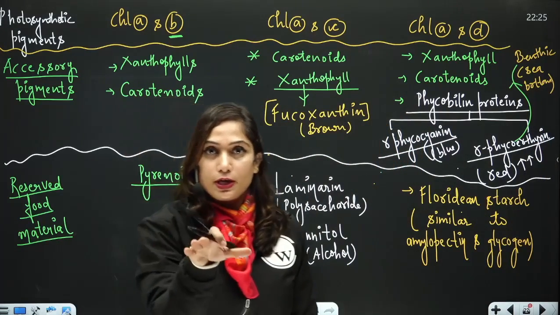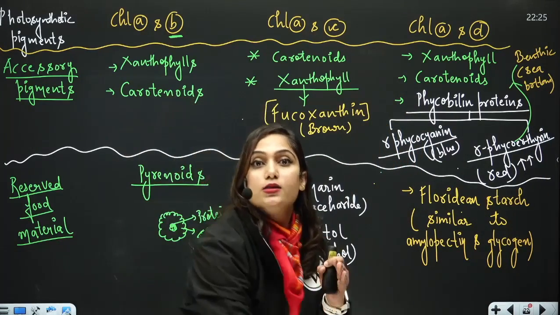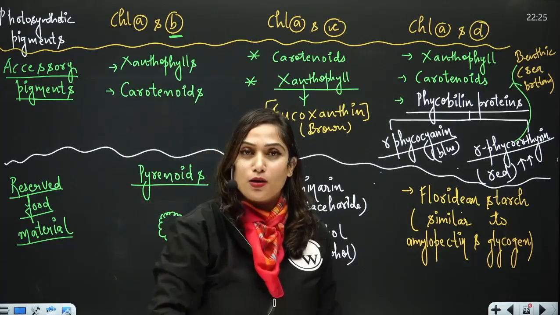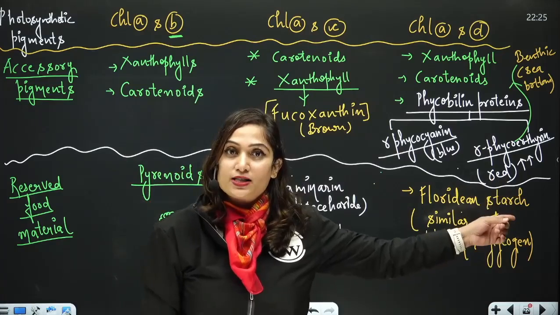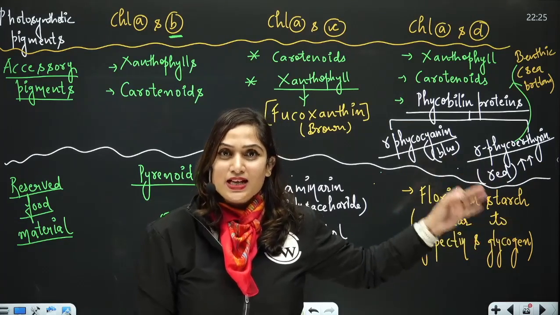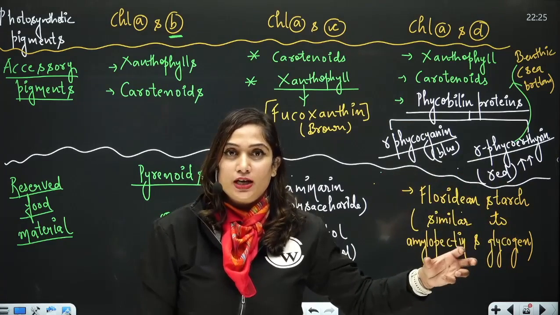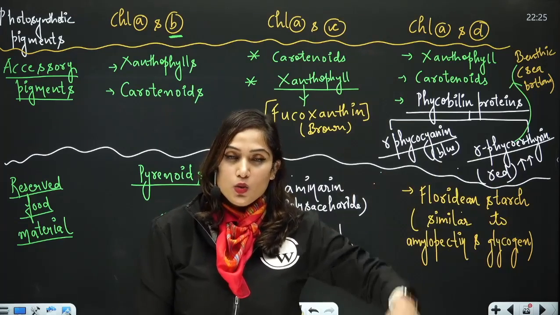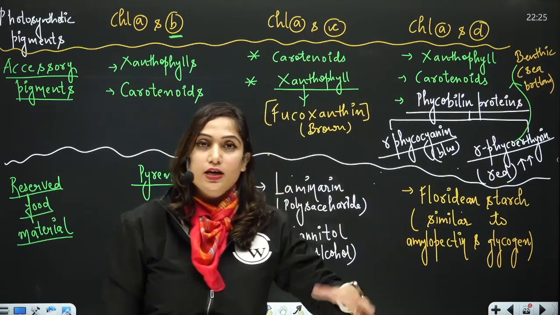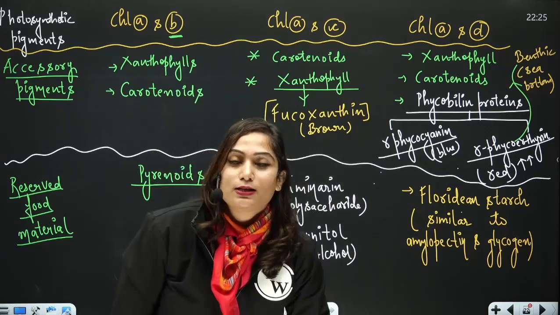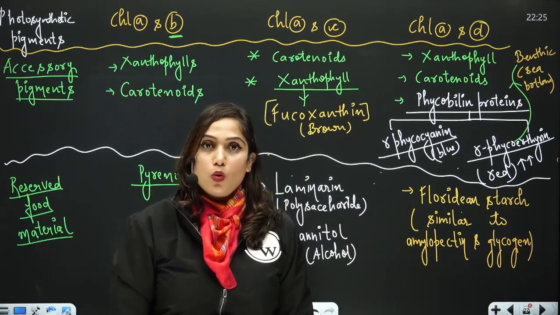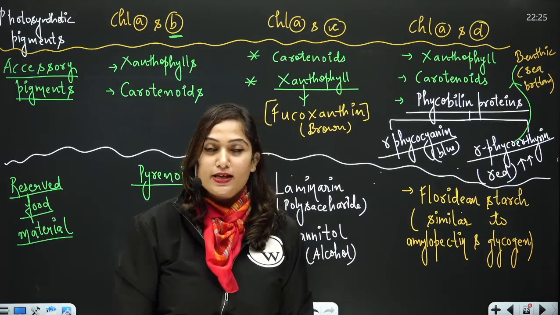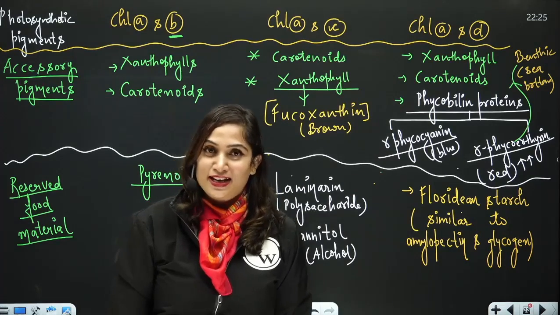Practically no photosynthetic organism can survive at the sea bottom because light doesn't reach there, but red algae can. Why? Because of the presence of phycoerythrin. This pigment is so efficient in absorbing light that it can absorb even the blue colored light at those depths. So the question can come: how can red algae survive at the sea bottom or in the benthic habitat? You will say because of the presence of phycoerythrin.